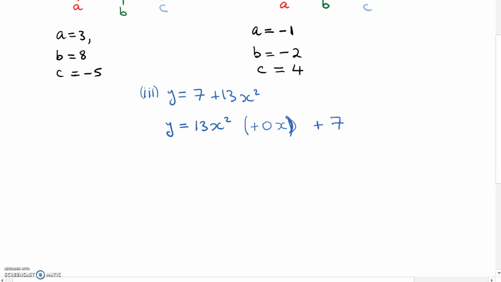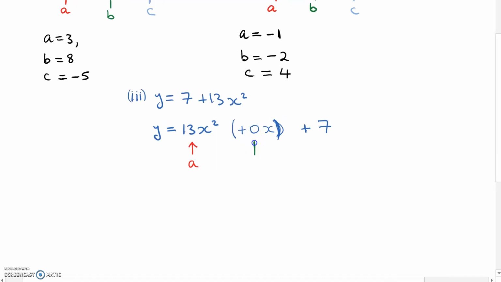Once it's written like that, you can see this is our a, this is our b, and this is our c. So that will give you a is equal to 13, b is equal to 0, and c is equal to 7. So look out for that one when one of the terms that you would expect to have in there, the x or the constant, is missing. Then the b or c becomes 0.